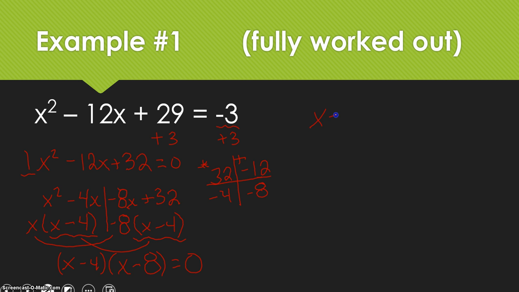So I set each of those equal to 0, and I solve. So I add 4 to both sides, and x equals 4, and I add 8 to both sides. So x equals 8. So my zeros are at (4, 0) and (8, 0).